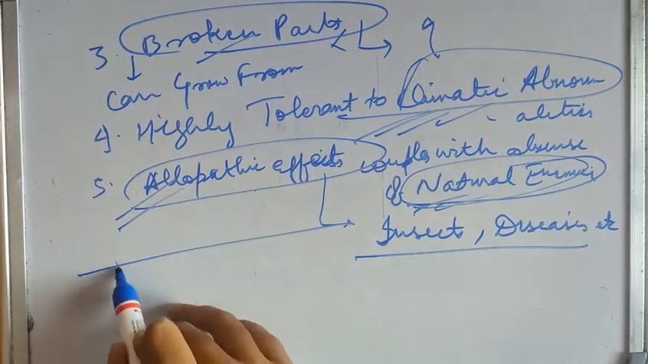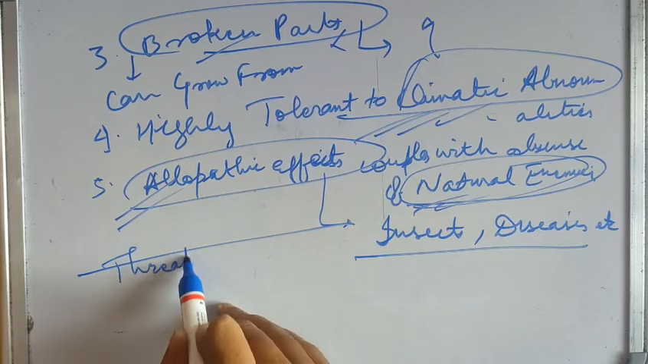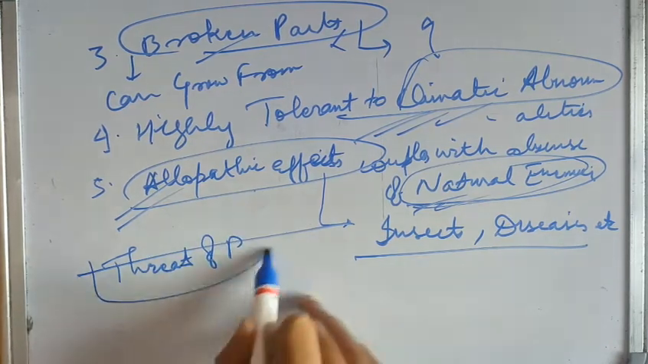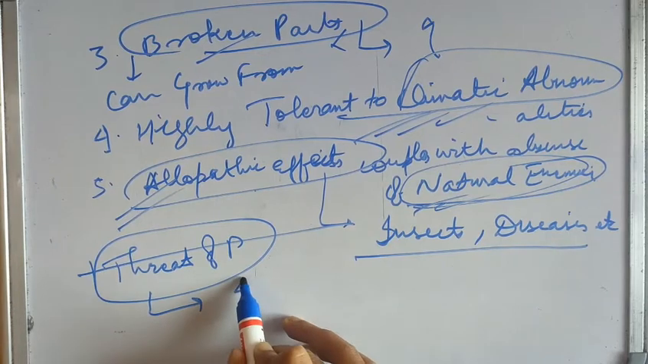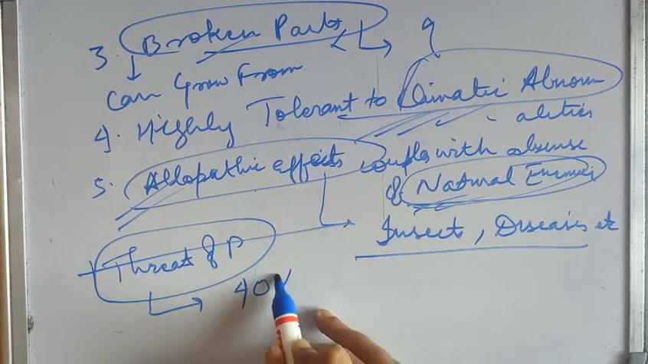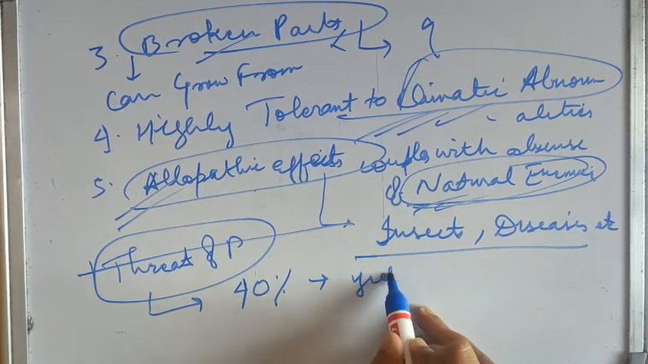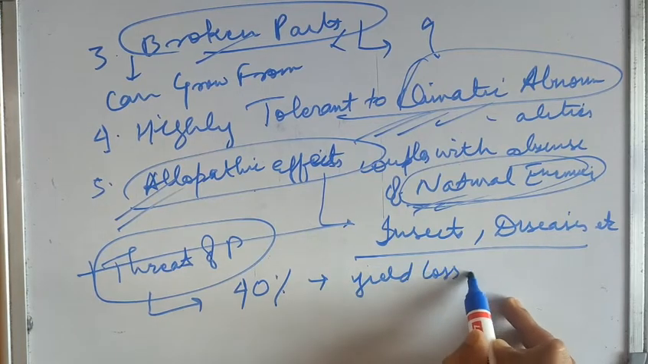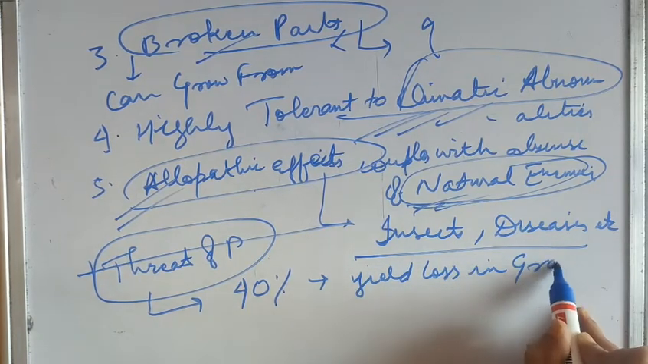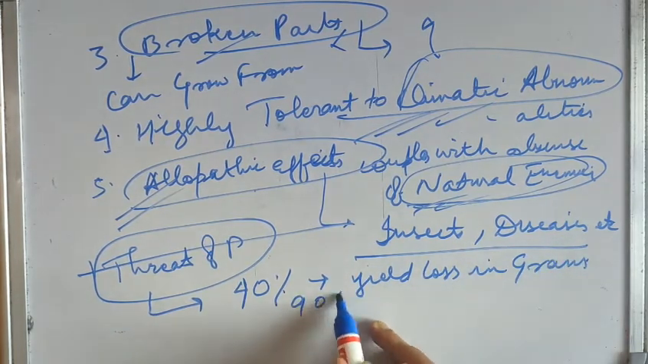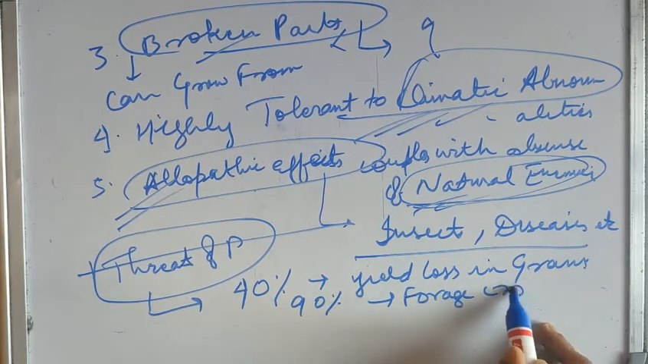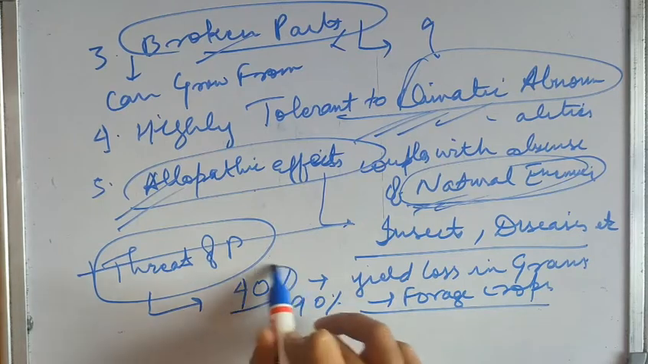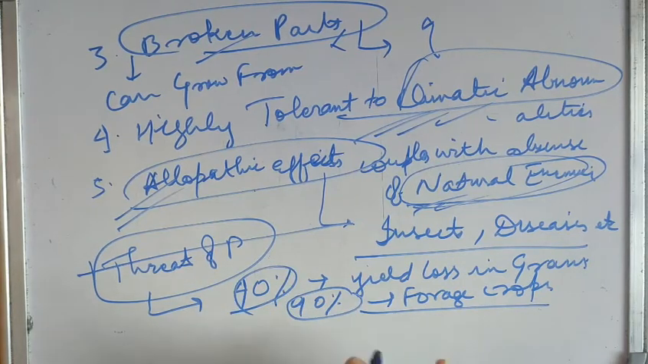If we are looking at some threats of Parthenium, we will see that it causes yield loss of 40% in grains and 90% yield loss in forage crops. You can see how badly Parthenium affects.